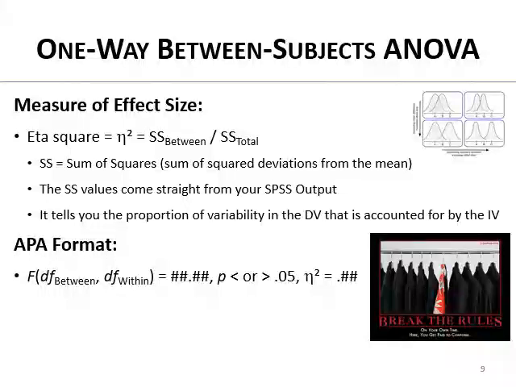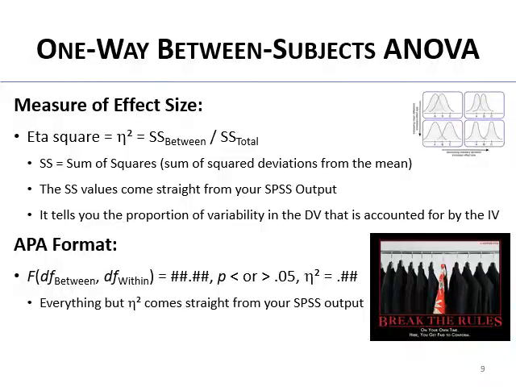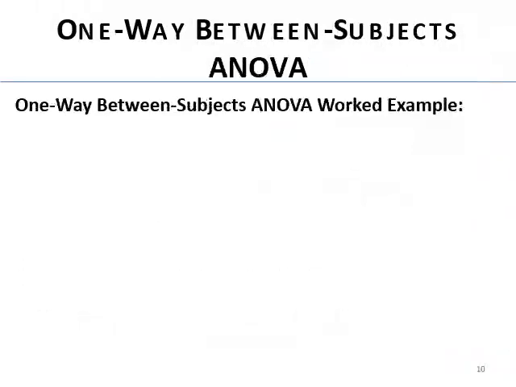So this is the general form: F with the degrees of freedom between, comma, degrees of freedom within, is equal to the actual ANOVA F value to 2 decimal places. Then you'll do the usual p less than or greater than 0.05, and then eta squared is calculated as shown above using that formula. So everything but eta squared comes straight from your SPSS output. All right, that is the background.